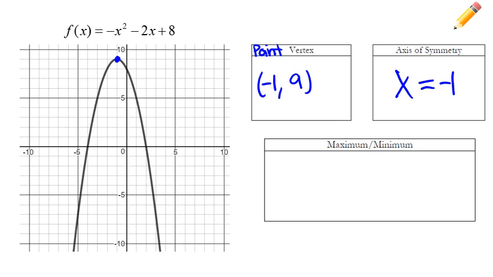Maximum or minimum. In this case, I have a maximum at my vertex, (-1, 9). So maximums occur when it's down, and minimums occur when it's up.